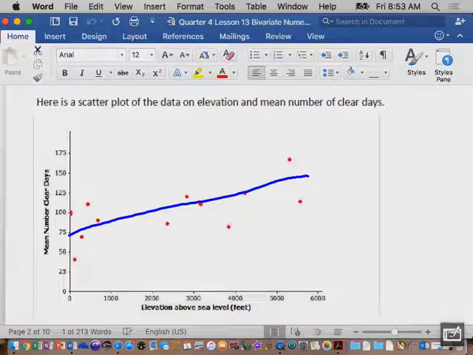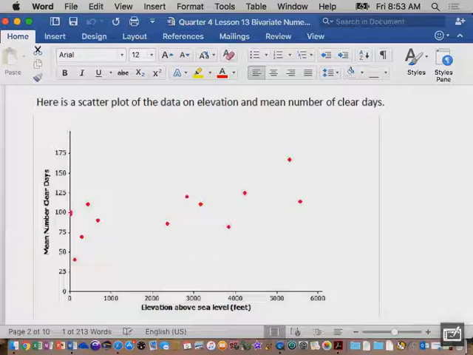All right, what's the next one that they ask or say? How would you describe the relationship between elevation and mean number of clear days for these 14 cities? I would say the higher the elevation, the more clarity. And what do they ask next? Does the mean number of clear days tend to increase as elevation increases, or does the mean number of clear days tend to decrease as elevation increases? Everybody? Increase, good, okay. So there is our first scatter plot.